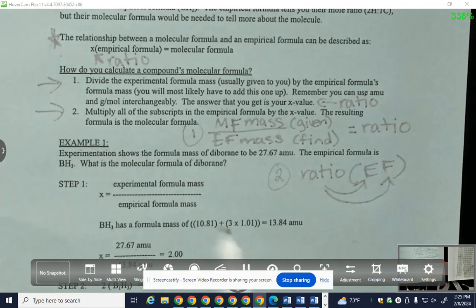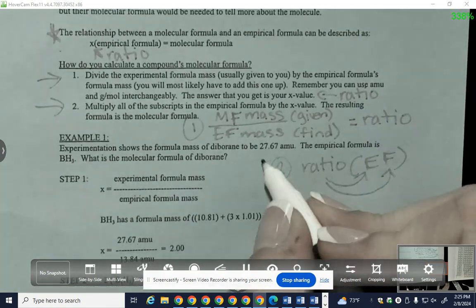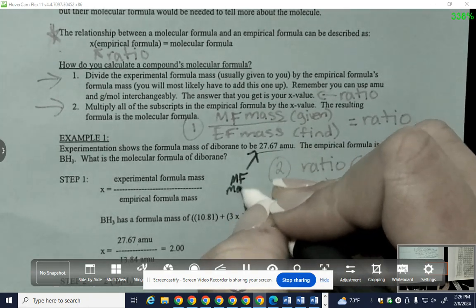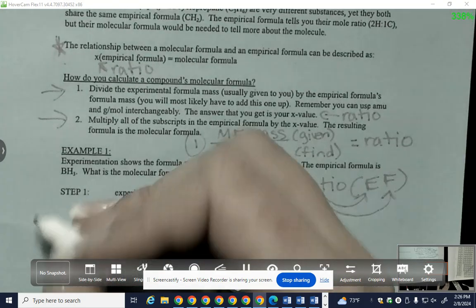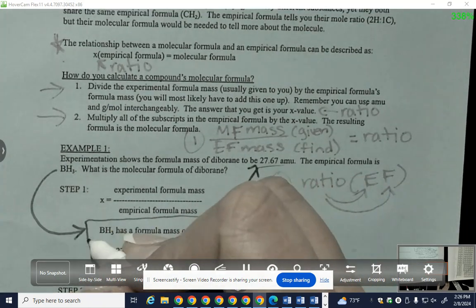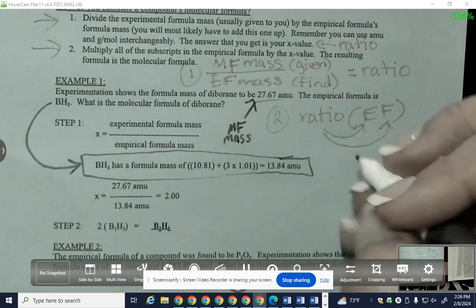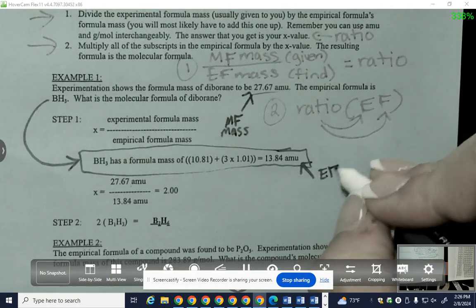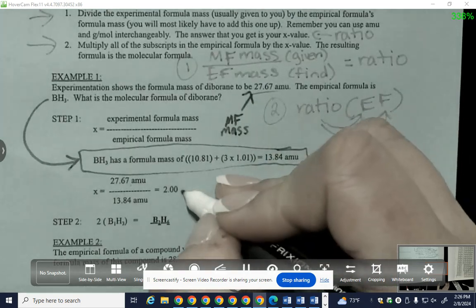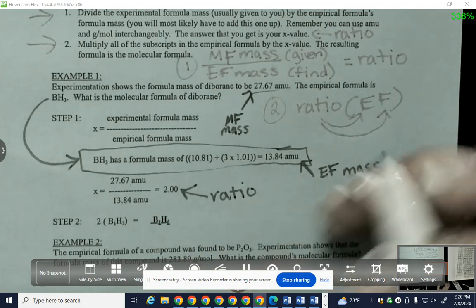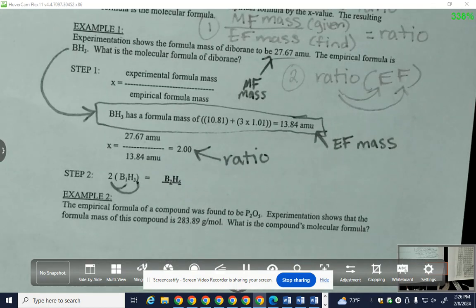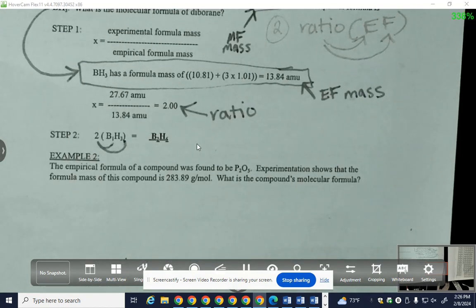The example that they gave you was diborane, and they give you this 27.67. That's your molecular formula mass, right? And the empirical formula was this. So we have to find our empirical formula mass, which is the step that they're showing you right there. So that's your empirical formula mass. They divide those two to get this number. That's your ratio, and now that gets distributed to your different subscripts. And that's how you get your molecular formula. All right? So it's not too bad.